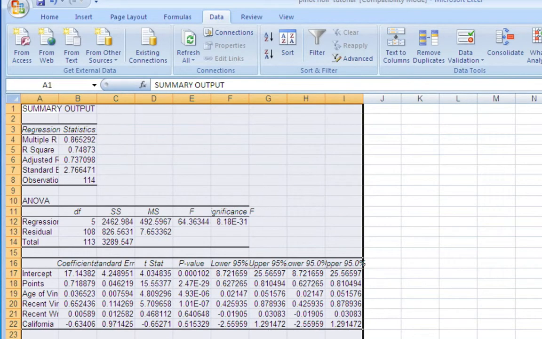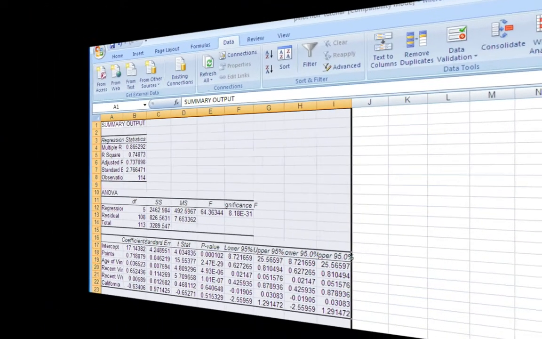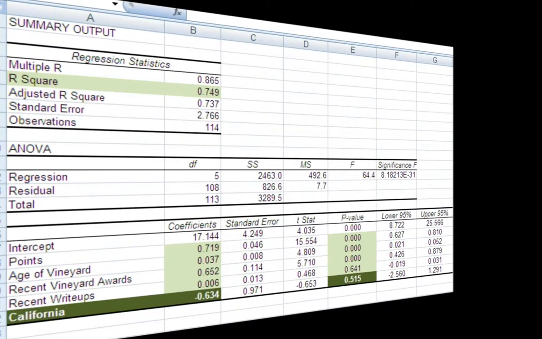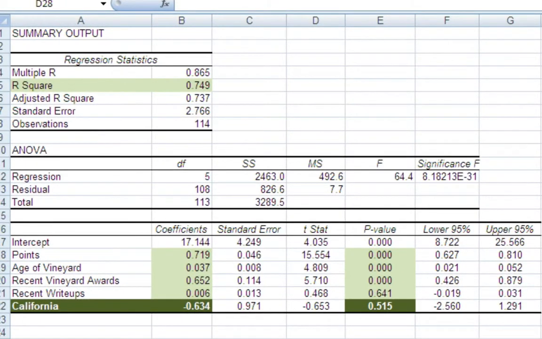Now, I don't like to look at output like that, so before I actually do some major work with this, and in particular before I present this to anyone, I usually clean it up so that it looks something like that. This looks better. R square at 75%, that looks very good.